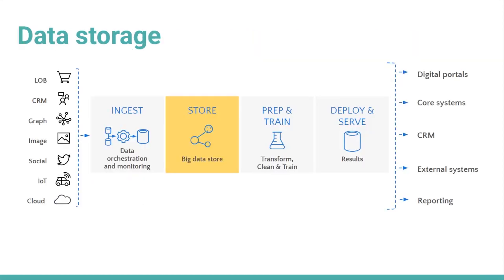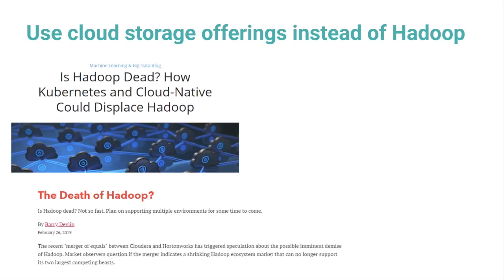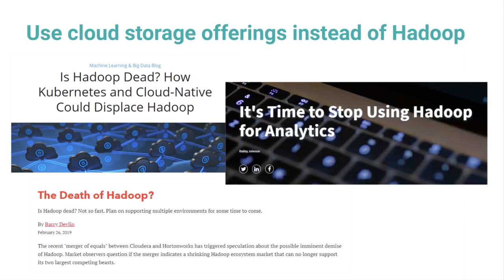Let's move to data storage. And once we discuss data storage, I have to mention a few things that happened in 2019. Basically, what will happen with Hadoop once the cloud providers are growing, once you have great services in Azure, Amazon, GCP, and they are competing with each other. There were many articles asking: is Hadoop dead? What happens with Hadoop? Is it time to stop using Hadoop for analytics?